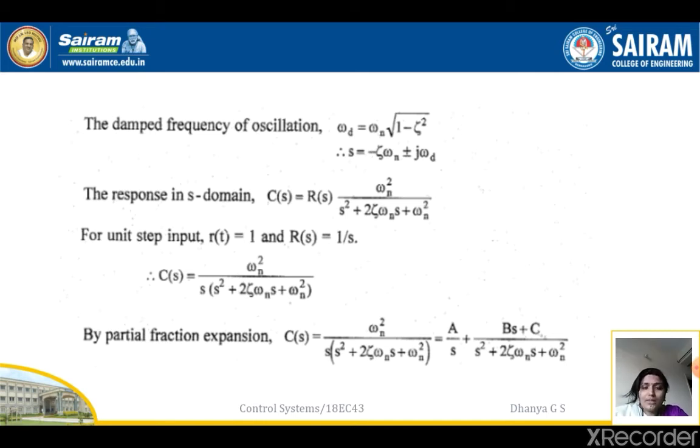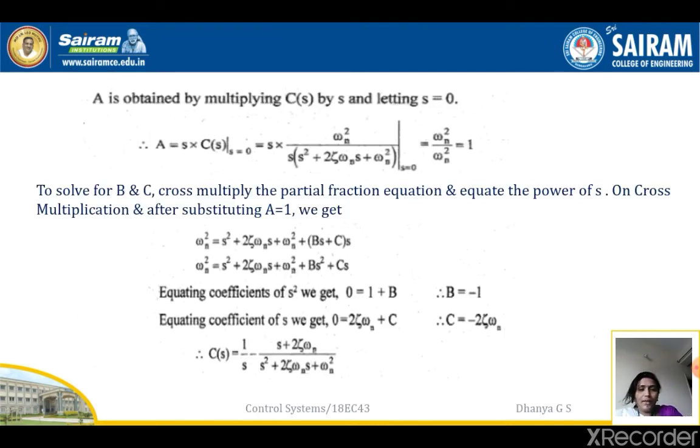So what you have to do in this case, in the previous equation you have to substitute R of s as 1 by s. So C of s is equal to 1 by s into omega n square divided by s square plus 2 zeta omega ns plus omega n square. Now we have to apply the partial fraction, so the equation will become A by s plus Bs plus C divided by s square plus 2 zeta omega ns plus omega n square.